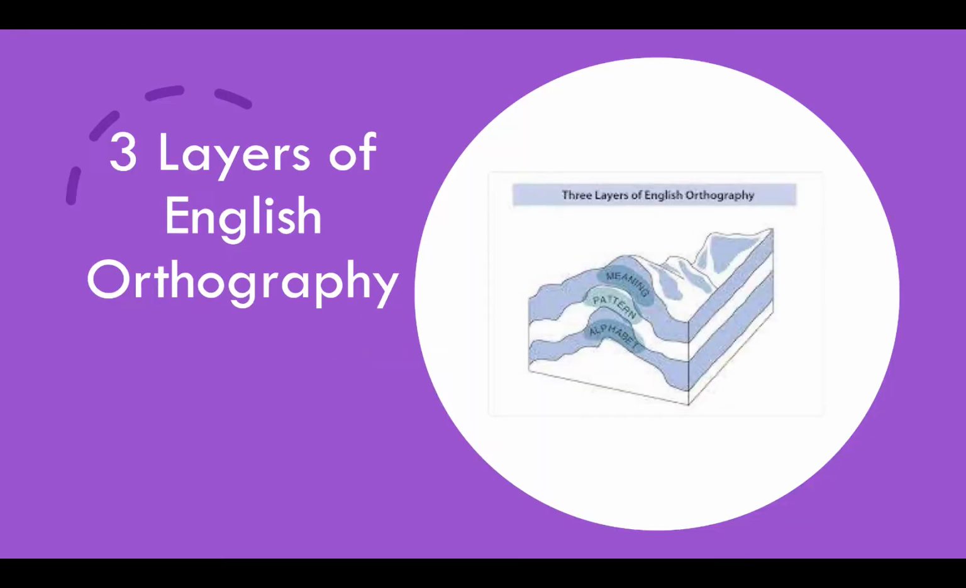Developmental researchers have examined the 3 layers of English orthography in relation to the historical evolution of English spelling, as well as developmental progressions from alphabet to pattern to meaning among learners of English. Each layer builds on the one before. In mature readers and writers, there is interaction among the layers.